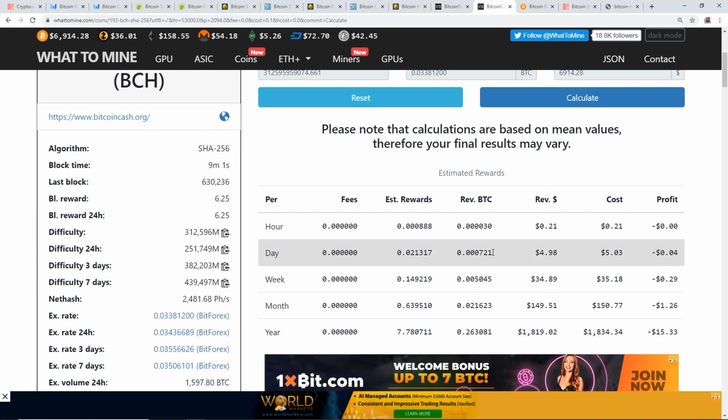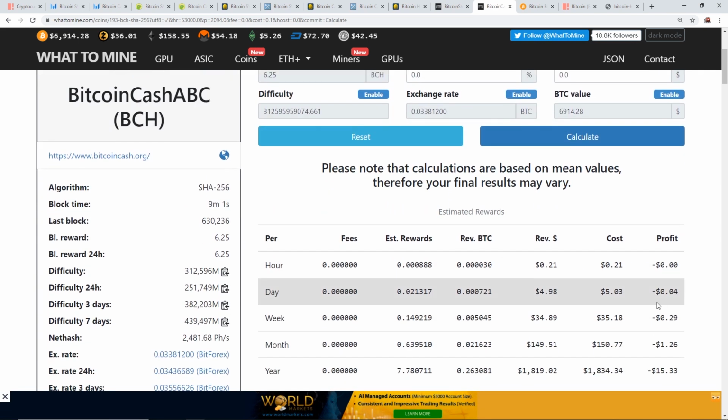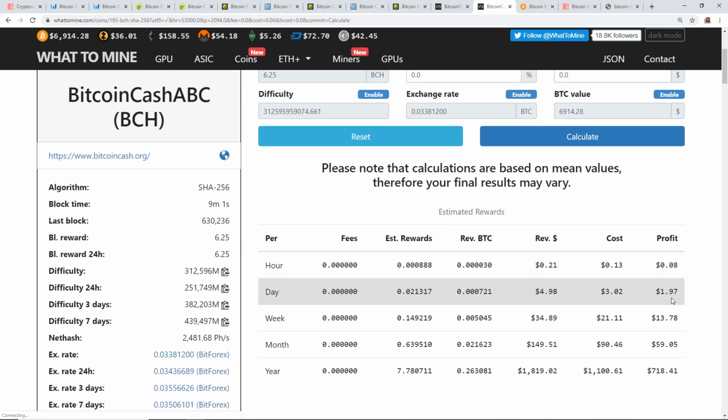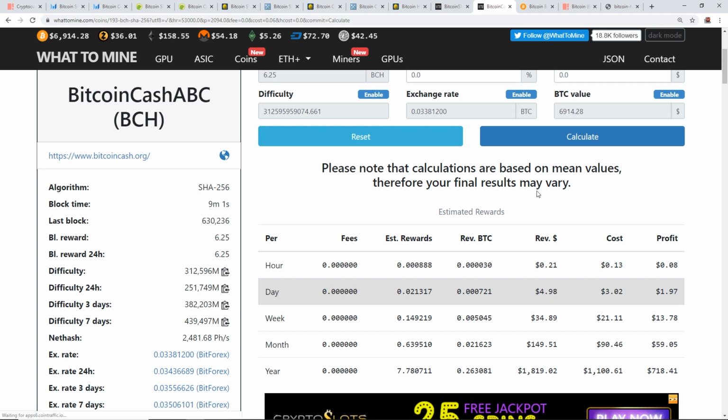Okay, so right now at 10 cents per kilowatt hour, we're pretty much breaking even, all right, at about 4 cents. You're negative 4 cents a day, give or take, plus or minus 5% variation. We can go 6 cents per kilowatt hour, and you're still making about $2 a day on Bitcoin Cash.